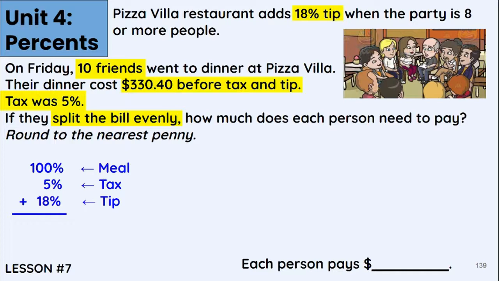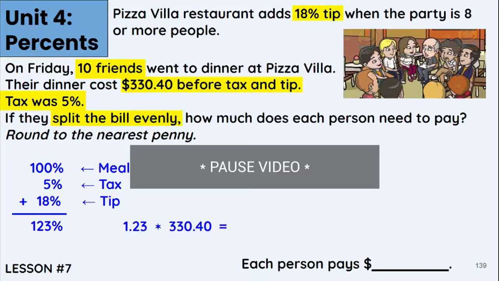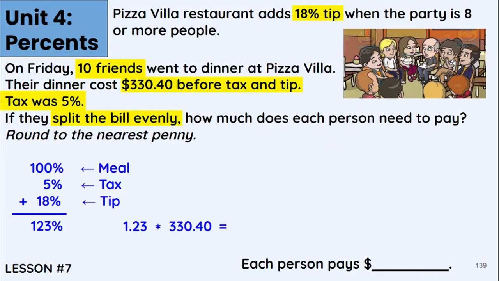All right, you should get 123%. You have to do 1.23 times the price of the meals. Go ahead and find out what that product is. Okay, you should have found out that the cost of the meal with tax and tip is 406.392. Okay, don't round yet because it's not the end of the problem.